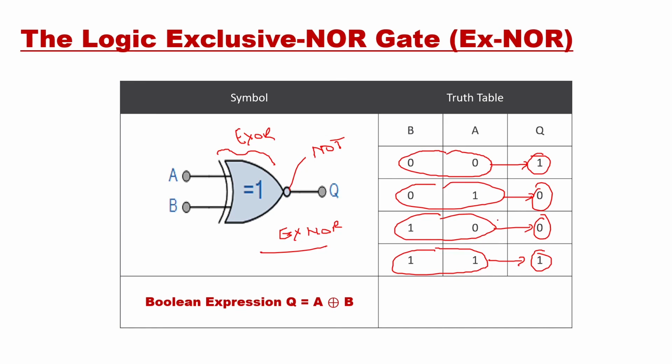Here you can see the Boolean expression. If you write Q equals A XOR B, it is the XOR combination. But if you want the XNOR combination, then it should be Q equals A XOR B inverted. So this is the logic exclusive NOR gate, which is called the XNOR gate.